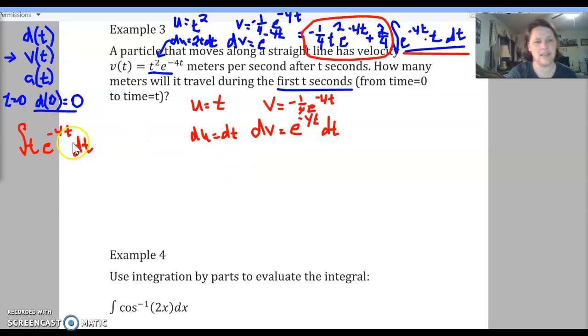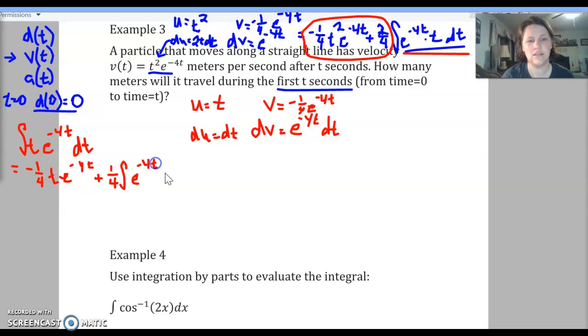Alright, so here we go again. Now all of this is equal to u, which is t, times v. I'm going to put that all together as one here. So negative 1/4 t e to the negative 4t minus the integral of v du. I'm going to pull that negative 1/4 out in front of my integral. Negative 1/4, now e to the negative 4t dt.